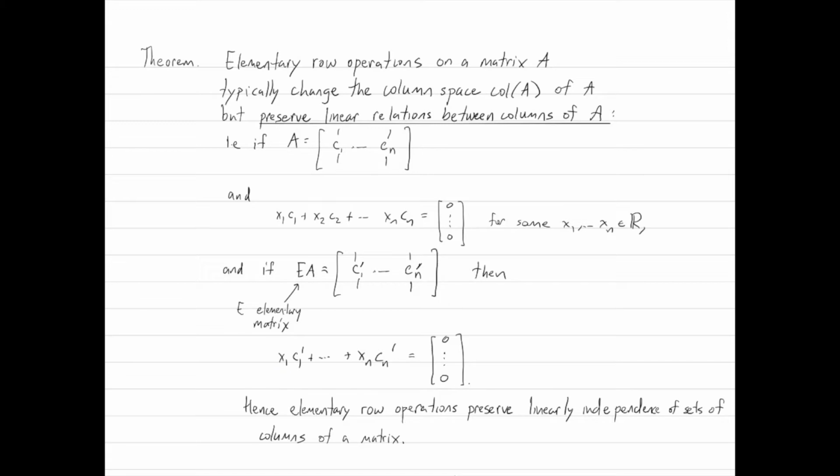This x1 here is the exact same x1 here times c1 primed. This is a new column, not the same column that was originally in A, plus xn times cn primed is equal to 0. That's the then part of the statement. So what this is saying is that as a consequence, the elementary row operations preserve linear dependence and linear independence of the set of columns of a matrix.